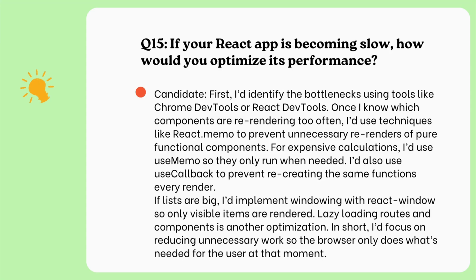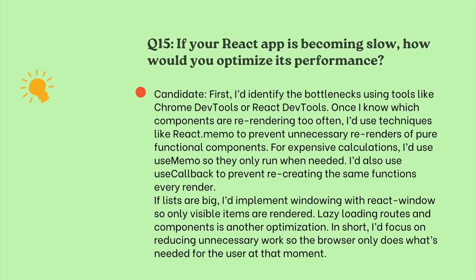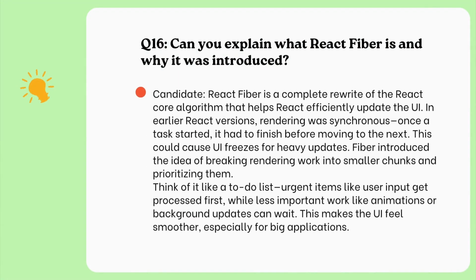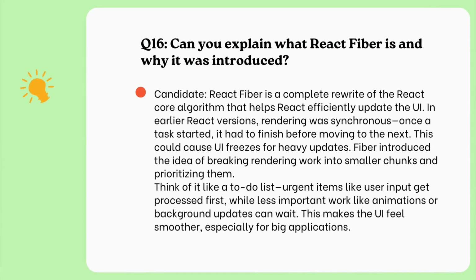If lists are big, I'd implement windowing with React Window, so only visible items are rendered. Lazy loading routes and components is another optimization. In short, I'd focus on reducing unnecessary work so the browser only does what's needed for the user at that moment. Can you explain what React Fiber is and why it was introduced?